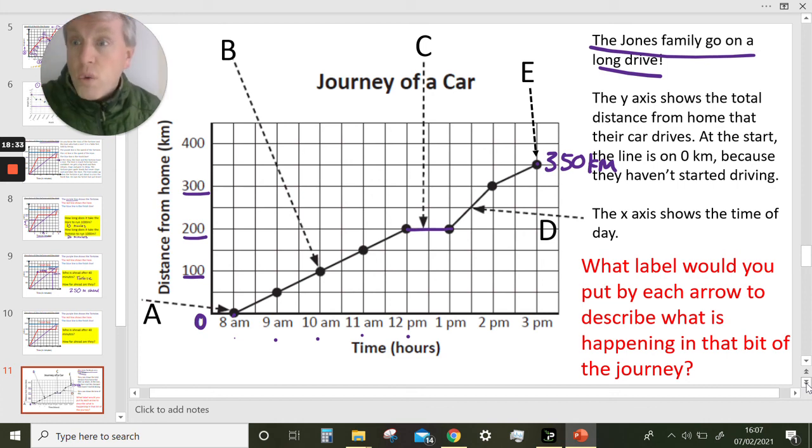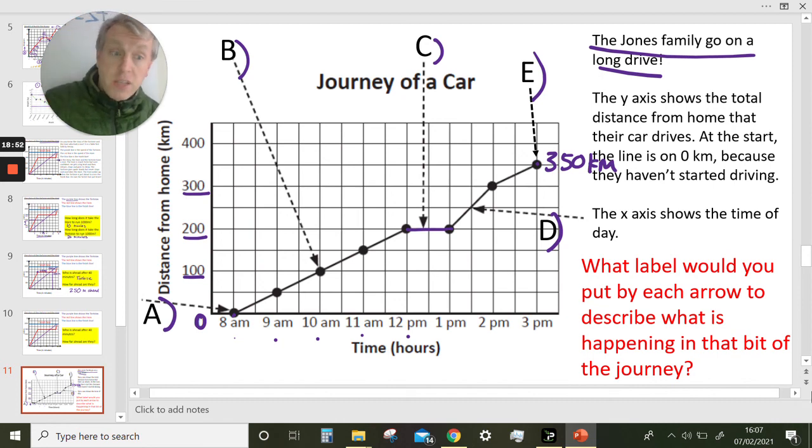And one of your jobs in this work is going to be to write down beside each letter A, B, C, D and E what you think could be happening in this part of the car journey. Sure, you've all been on long car journeys with your parents.